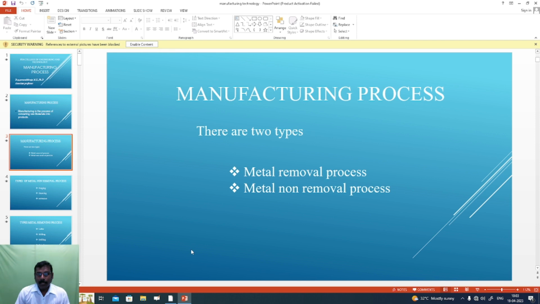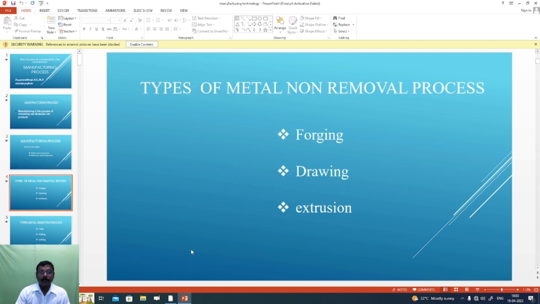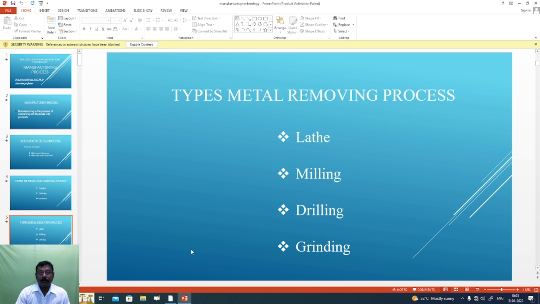Metal non-removal process means, for example, forging operations, then drawing. This is a metal non-removal process. Types of metal non-removal process: forging, drawing, then extrusion. And types of metal removal process: lathe, milling, drilling, grinding, etc. This is the metal removal process.